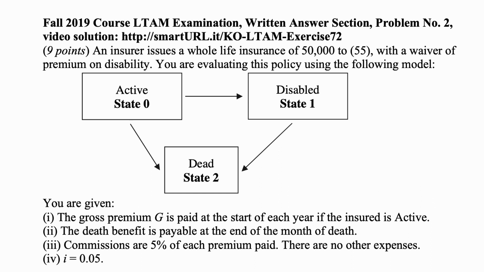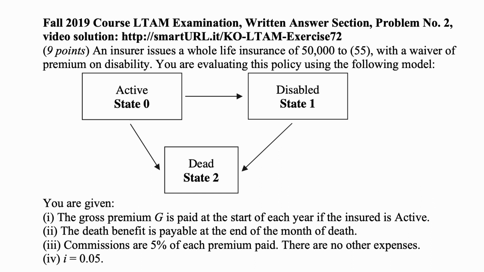You are evaluating this policy using the following model. As you can see, the person can go from the active state, which is state 0, to being disabled or to being dead. Once a person becomes disabled, that person can only go into state 2 of being dead, and state 2 of being dead is absorbing. You are given that gross premium G is paid at the start of each year if the insured is active.